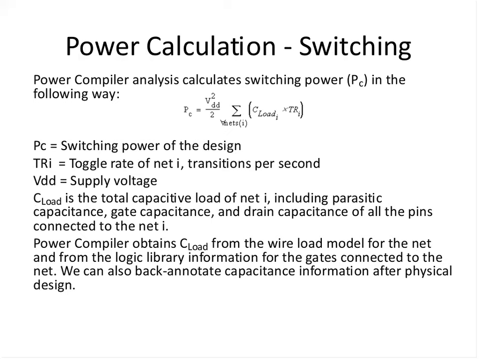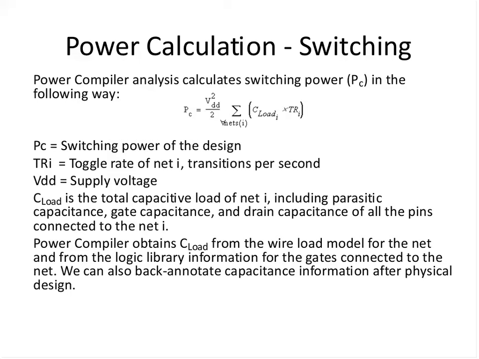Now let's talk about the switching power. Switching power is the power that is consumed in charging and discharging the load capacitor. Now this is not the internal power. This is power that is due to the switching of the cell, but switching on and off of the load capacitor connected. So what does this load come from? This load comes from the nets, right? Again, we understand that in design compiler, the net information is estimated. It is not accurate.